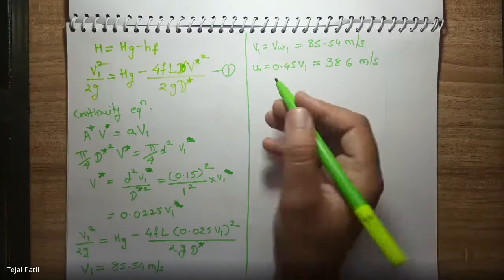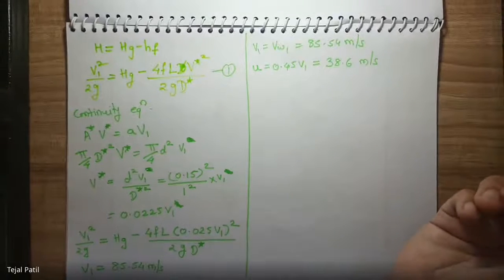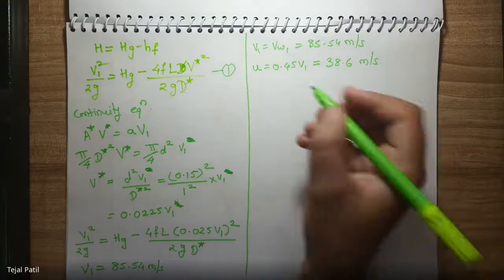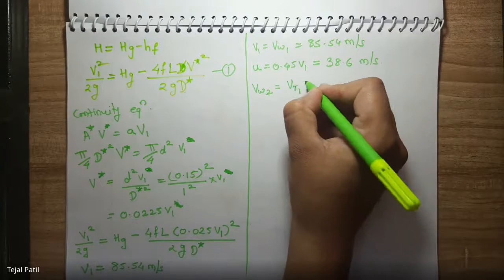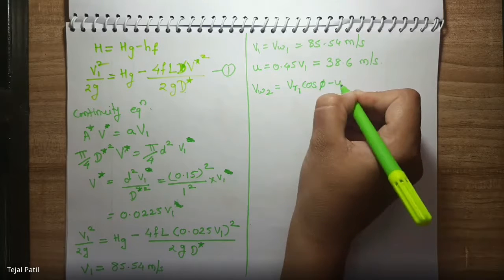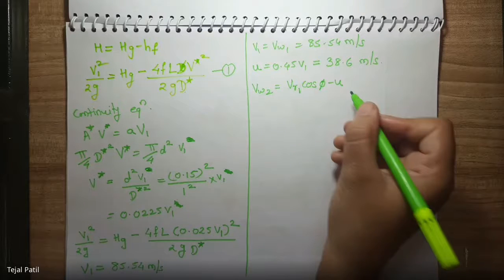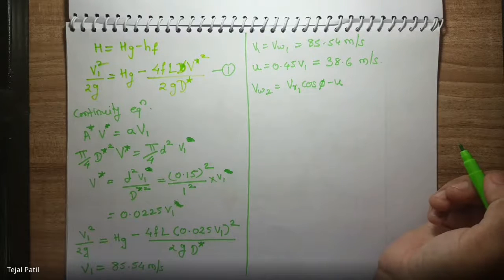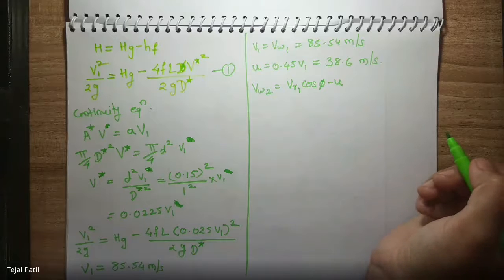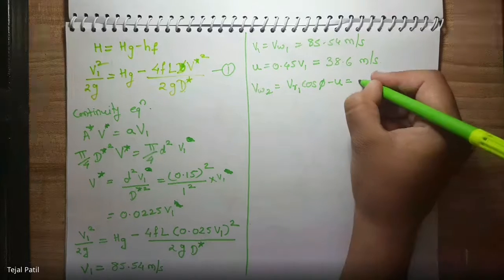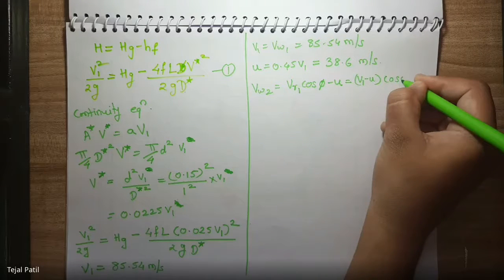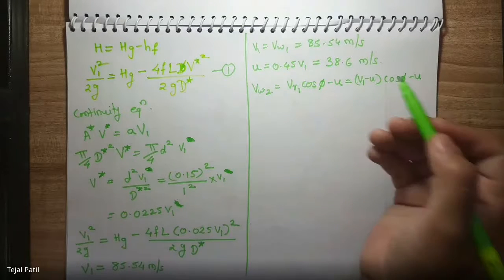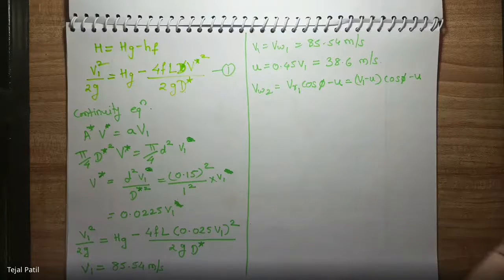Now the next target is to find the VW2, right? Now what is VW2? VW2 is VR1 cos phi minus U. U is known to you. What about the VR1? How can you find VR1? Anyone? V1 minus U. So VR1 is V1 minus U, cos phi, minus U. V1 is known to you, U is known to you. So find VW2.